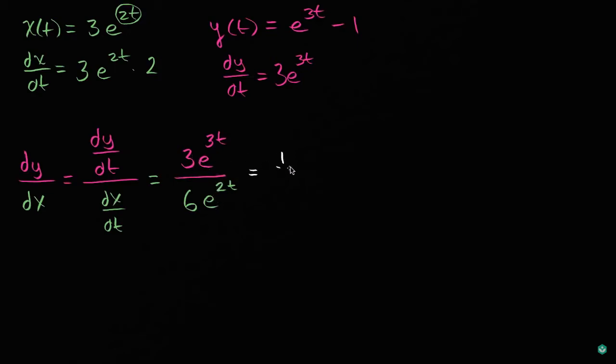This is going to be 1/2. That's 3 over 6. e to the 3t minus 2t. And I'm just using exponent properties right over here. If I have 3 t's and I take away 2 of those t's, I'm just going to have a t. So this is just going to simplify to e to the t right over here.